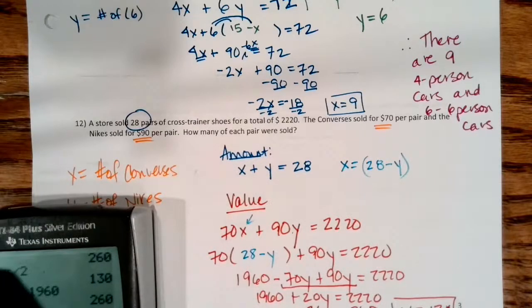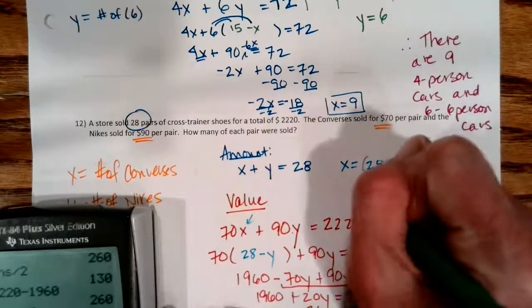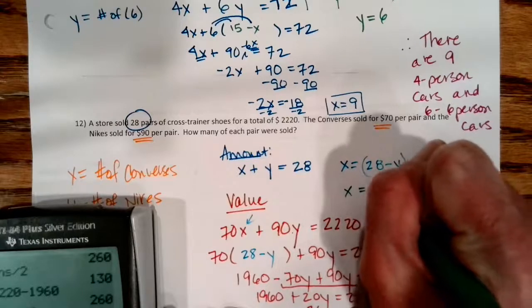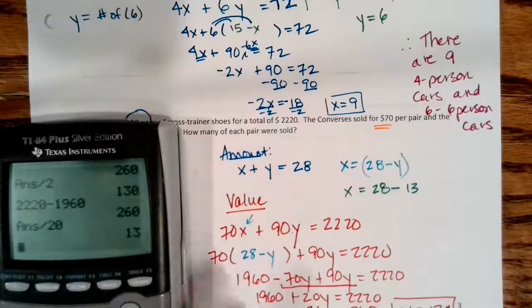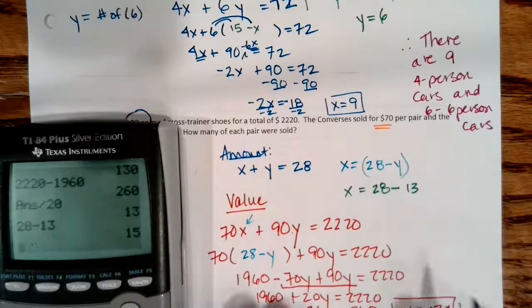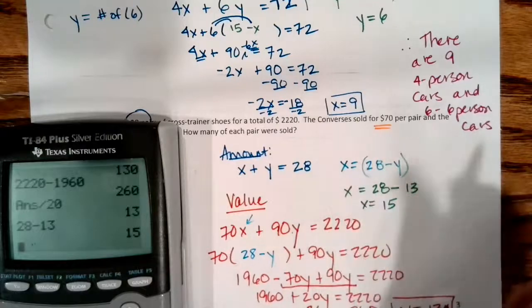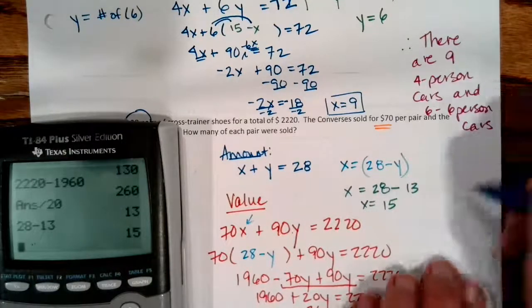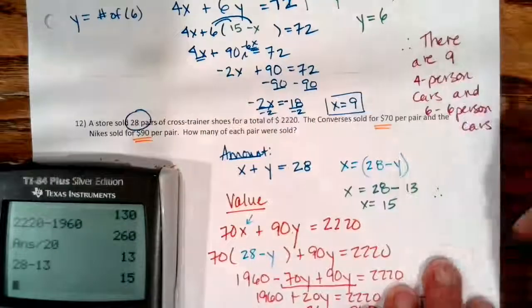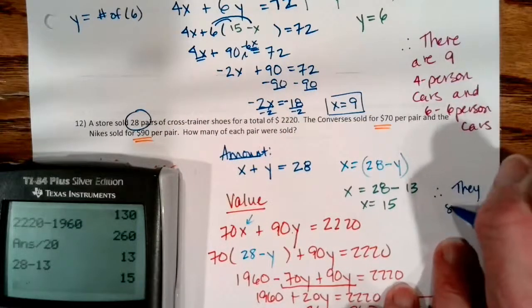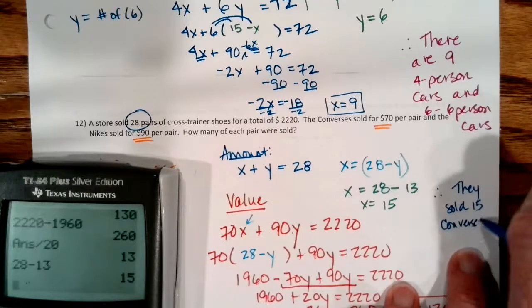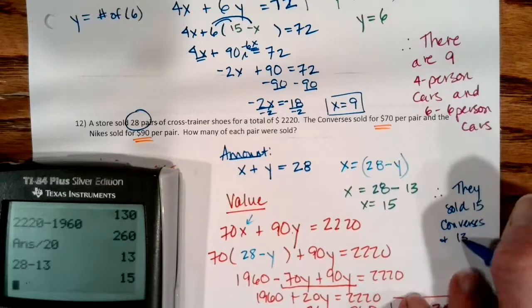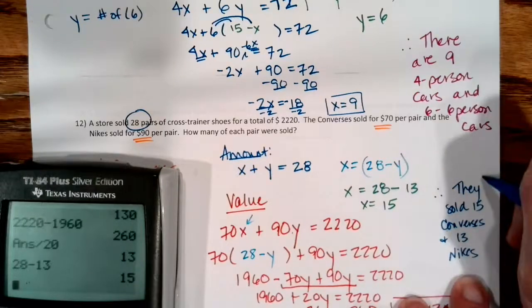When I want to come up here and figure out how many pairs of Converses, my Converses are equal to 28 minus my Y, which is 13. So 28 minus 13 is going to be 15. X is equal to 15. So when I write my answer, therefore, they sold 15 Converses and 13 pairs of Nikes.